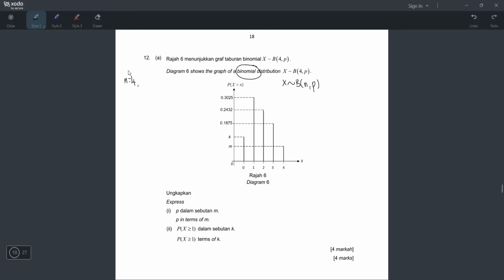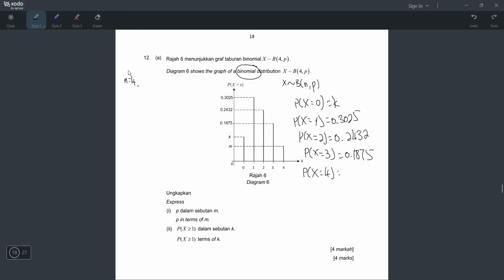Let me tell you how to read this graph. P(x = 0) equals k, like this. This is what it means. And then P(x = 1) is 0.3025. It means the x-axis is the x value, the y-axis is the probability. What about P(x = 2)? When x is 2, the probability is 0.2432. And then P(x = 3) is 0.1875, and then P(x = 4).